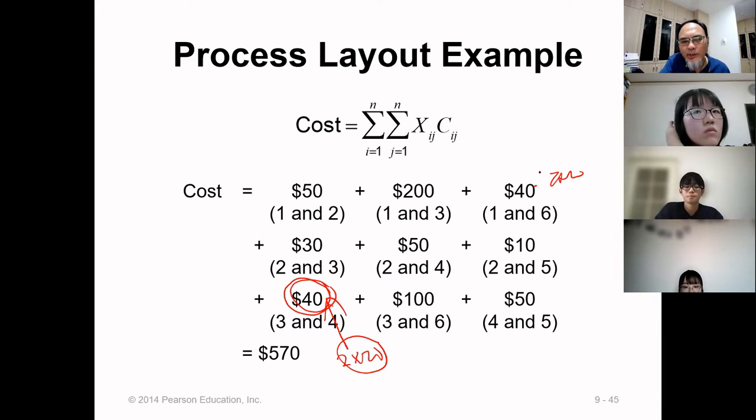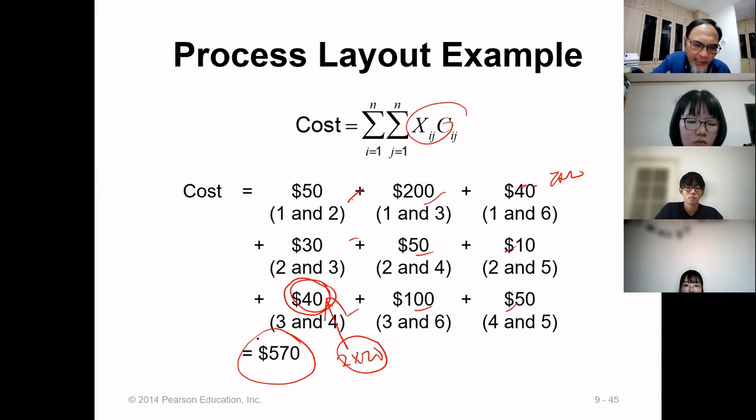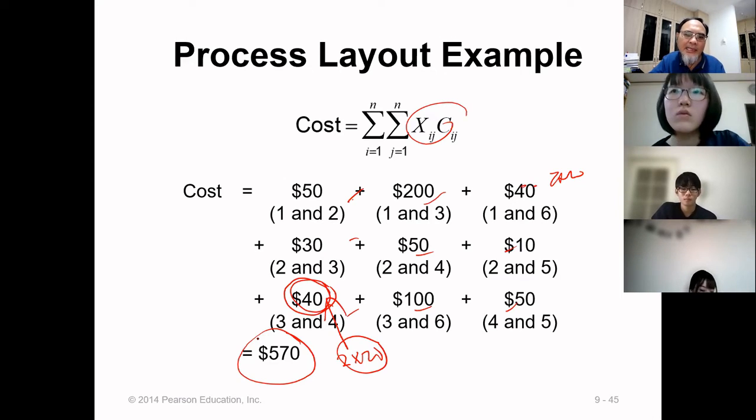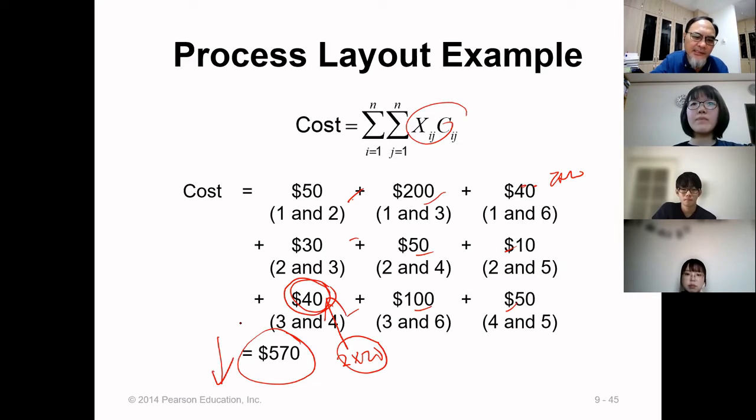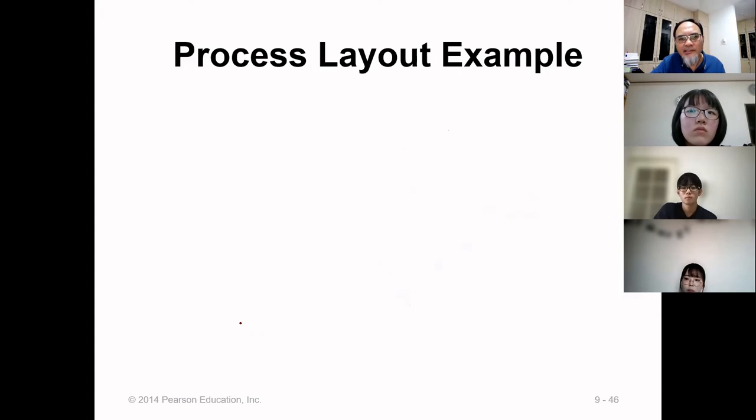So what we have done is actually to add up all the costs that we are currently paying. Why do I need to know the cost? So that I can compare. If I move around the departments, if I make one department closer to another, can I actually reduce this 570? So you can do some improvement.